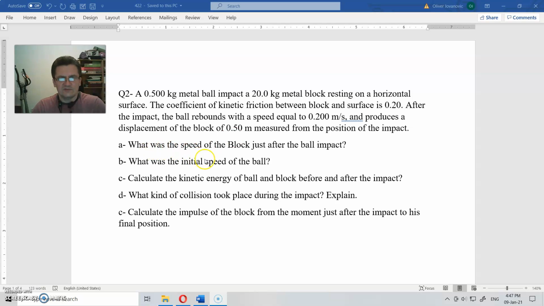Andre, what was the speed of the block just before the ball impact? Just after the ball impact, before it was 0. What was the initial speed of the ball? Calculate the kinetic energy of the ball and block before and after the impact. What kind of collision took place during the impact? And calculate the impulse of the block from the moment just after the impact to its final position.